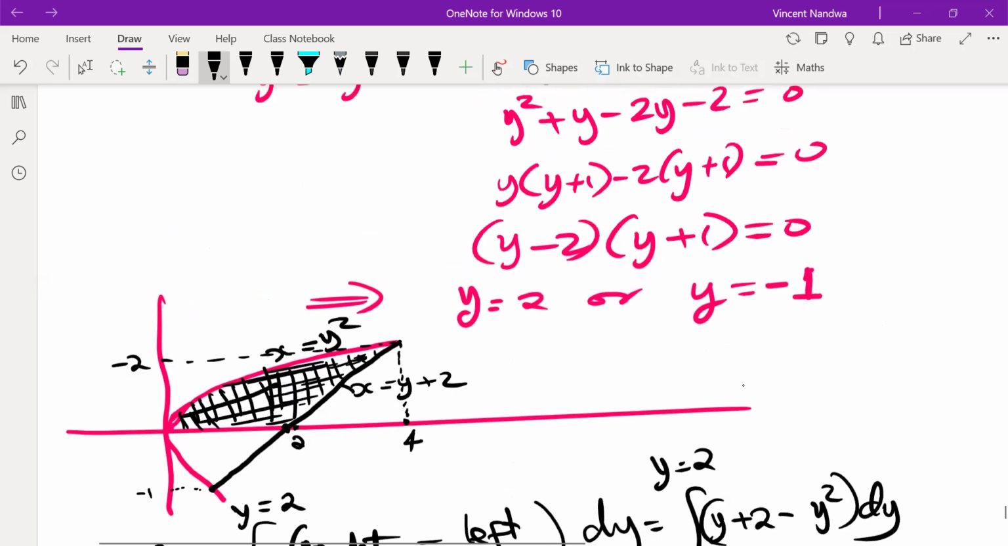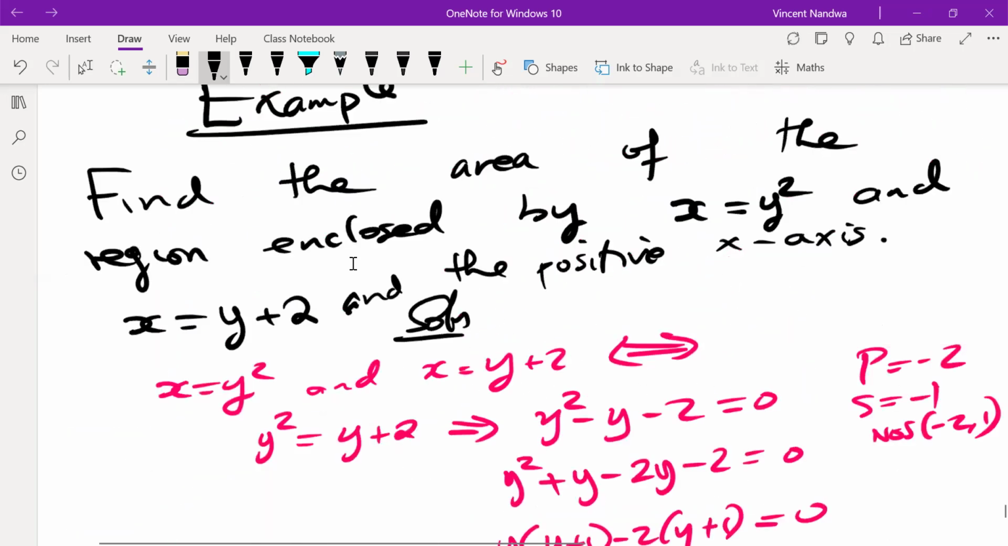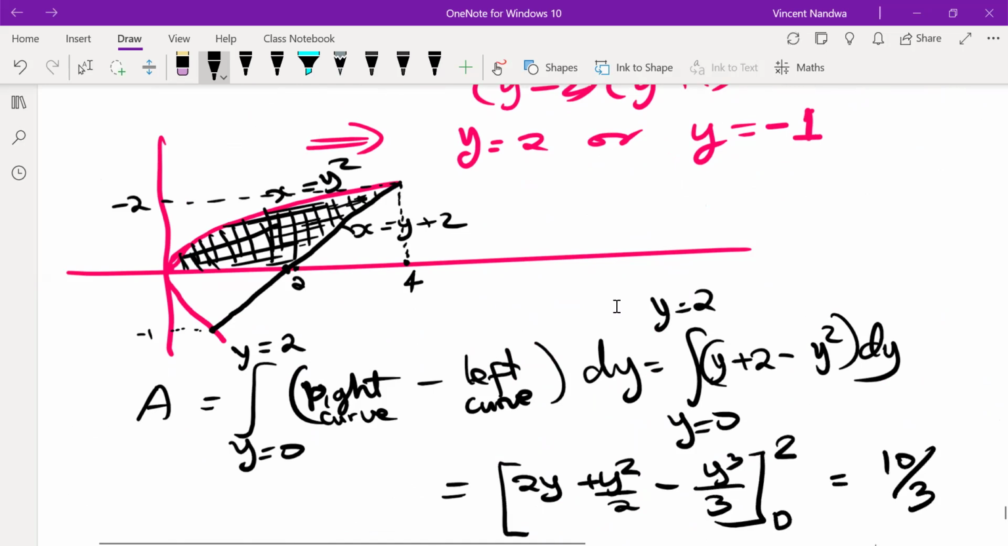And if the question didn't restrict us to find the area between the two curves and the positive x-axis, then it means that we'll be integrating from -1 to positive 2. So y will be from -1 to positive 2 if we are to find the whole area between these two curves. But because of the restriction, we are only moving from 0 to 2 along the y-axis. And then you take the right curve minus the left curve.